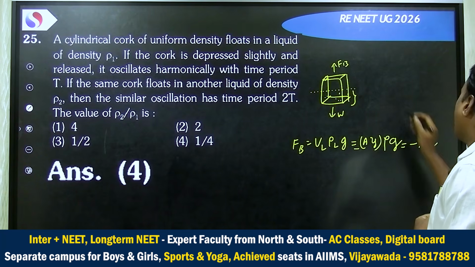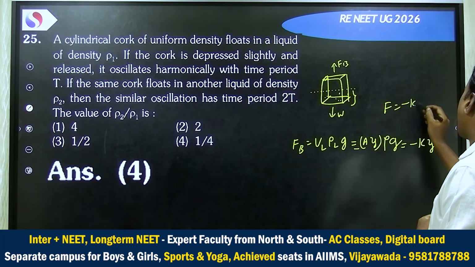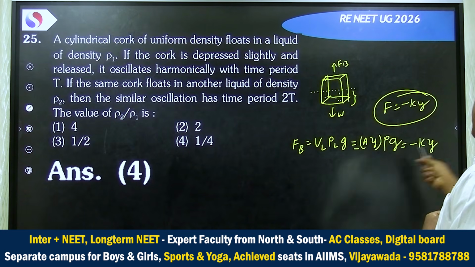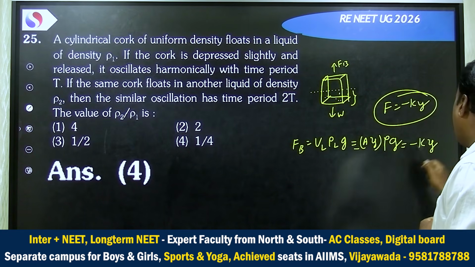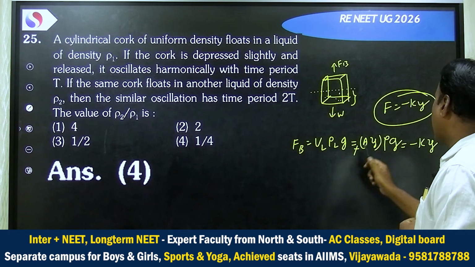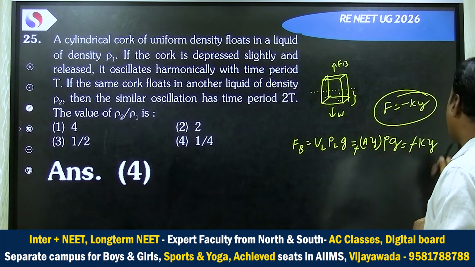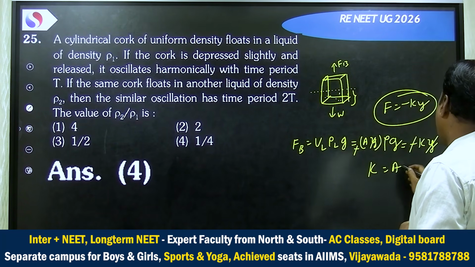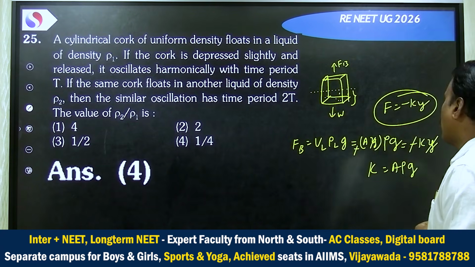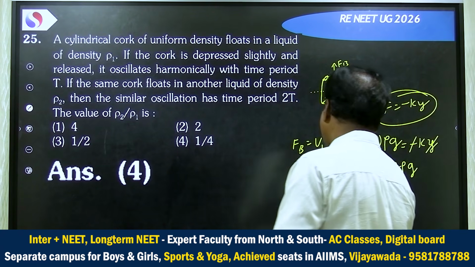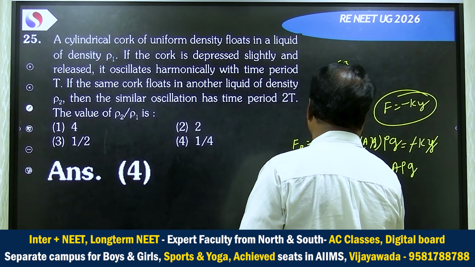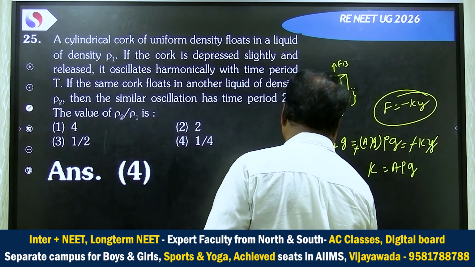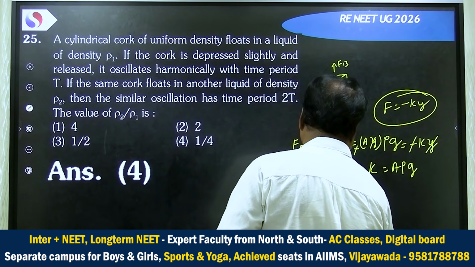Equate to, yes, we know from springs the relation for restoring force, F equals minus ky. This minus stands for direction, that is removed, and y. So finally what we have is k equals A rho g. Once we know the k value, we can go to the standard equation, T equals 2 pi root m by k.